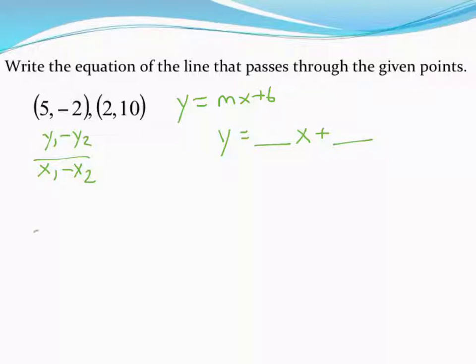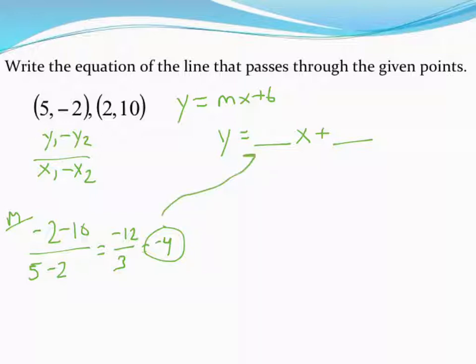So I'm going to say negative 2 minus 10, and my x values are going to be 5 minus 2. So let's do that calculation. I get negative 12 divided by 3, which I can simplify to just negative 4. So there's my slope. I'm going to circle that, but remember that's not my answer, that's just the slope. But I do have one of the blanks I can fill in. That first blank was my slope, so I know I've got this much so far.